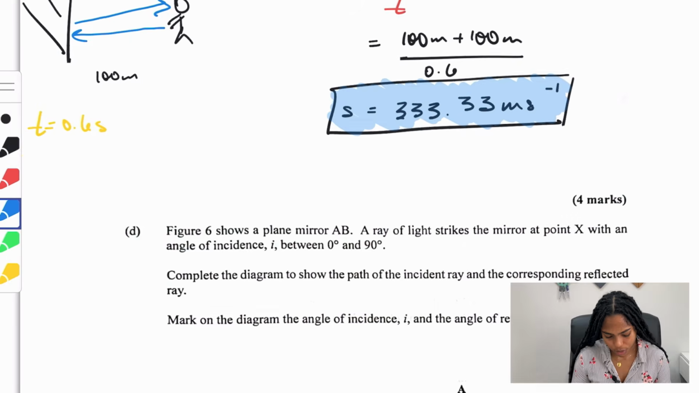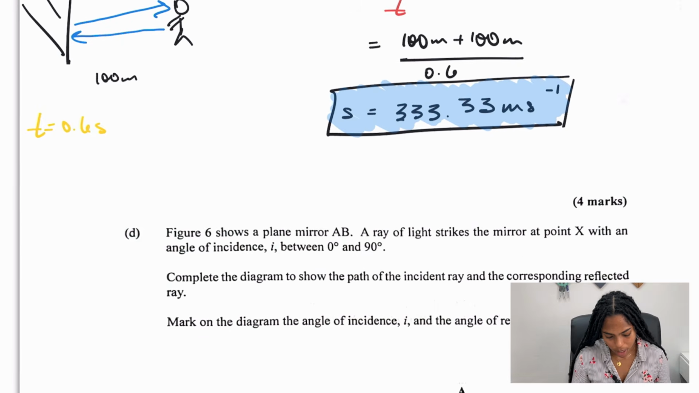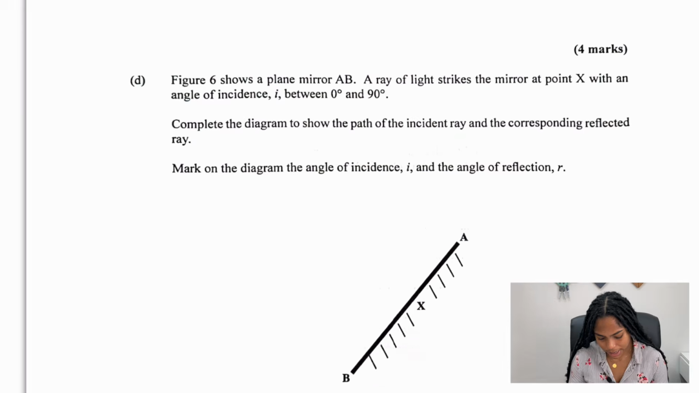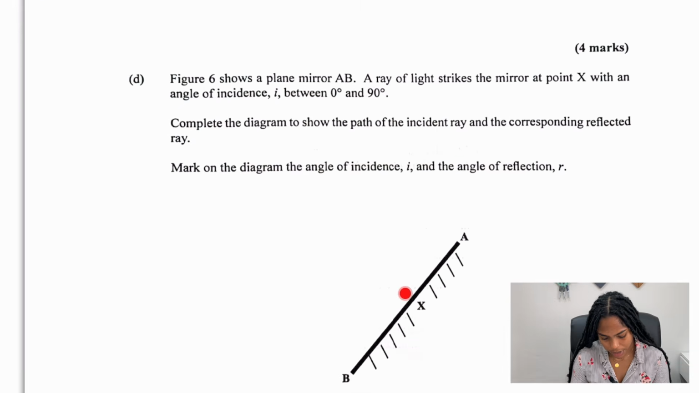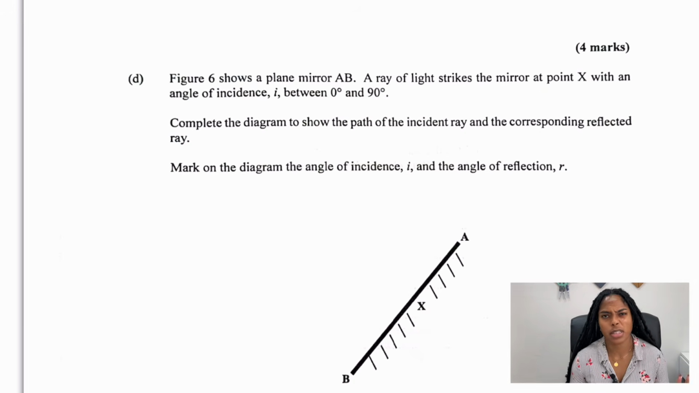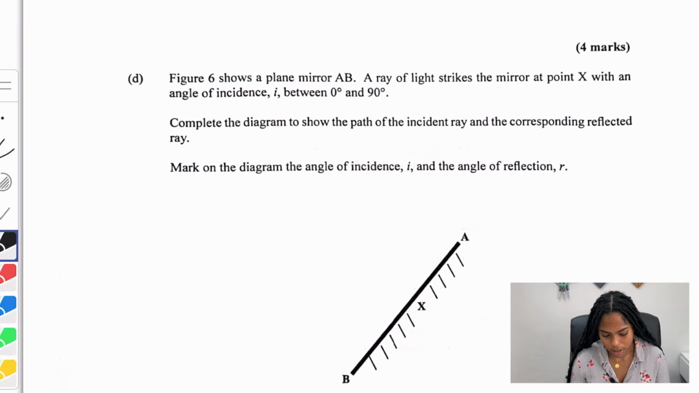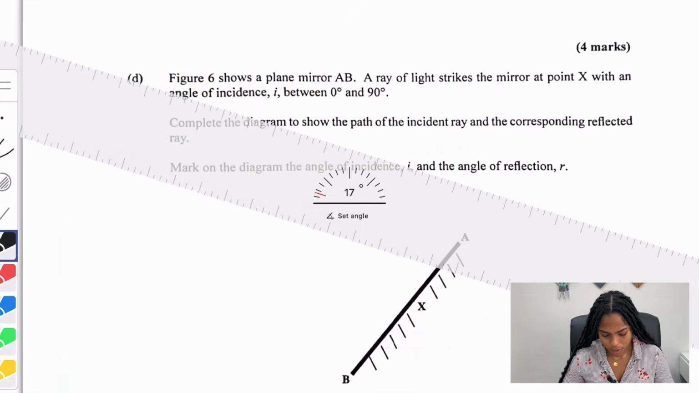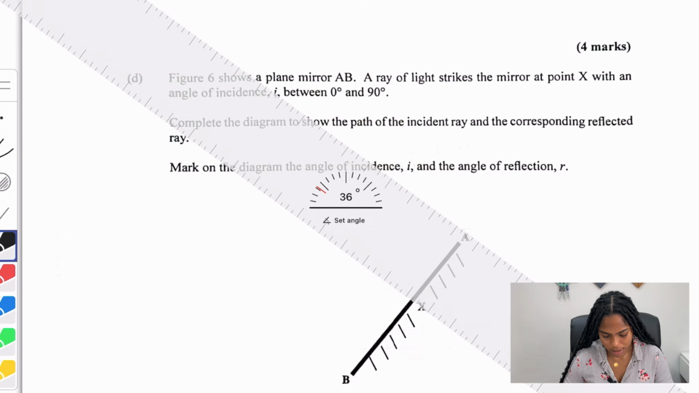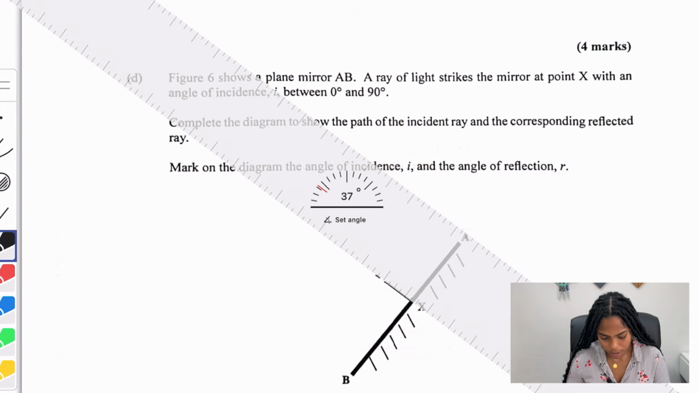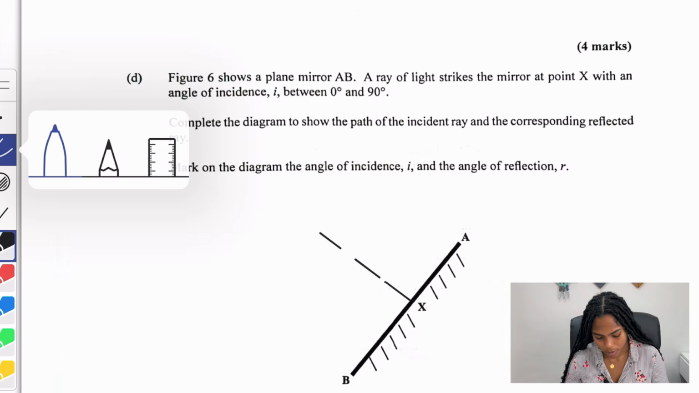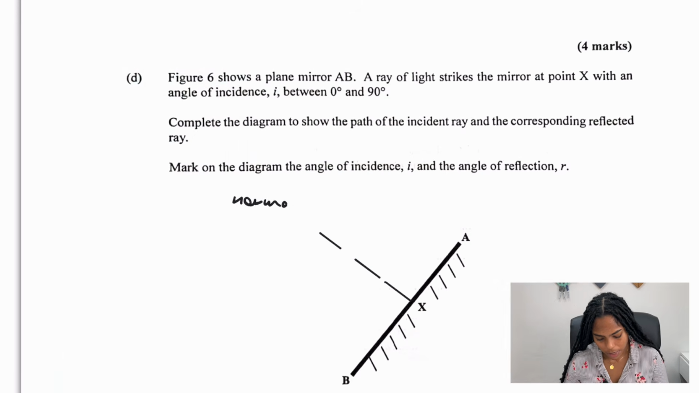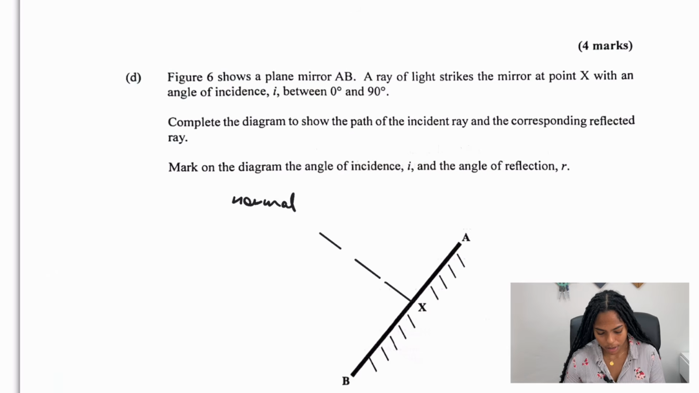Now, Figure 6 shows a plane mirror AB. A ray of light strikes the mirror at point X, so X is here, with an angle of incidence I between 0 and 90 degrees. So let me get my ruler so that I could draw it looking halfway decent. So it means this looks like it's at right angles here. So this is my normal. And we want to complete the path of the incident ray and show the reflected ray. Mark on the diagram the angle of incidence and the angle of reflection.